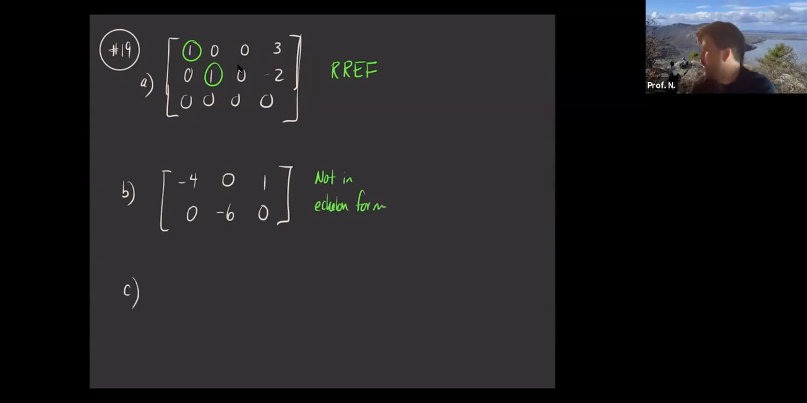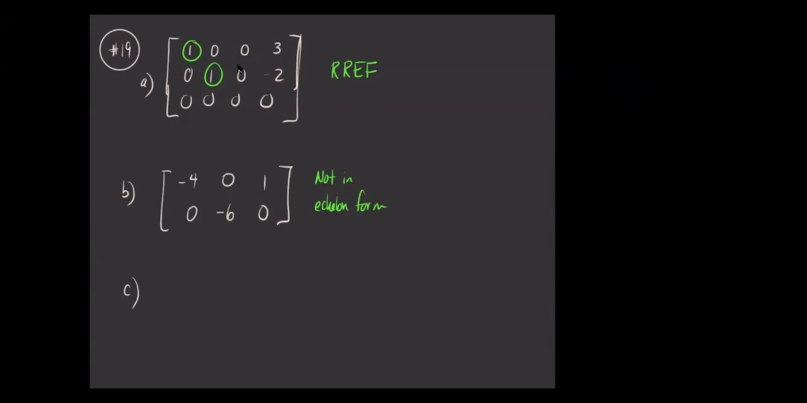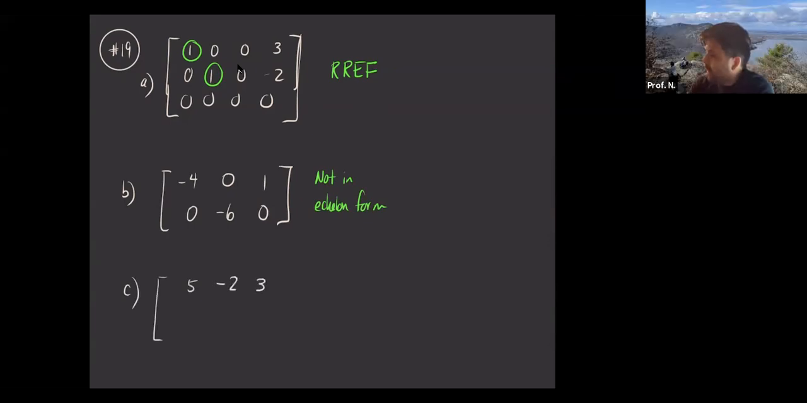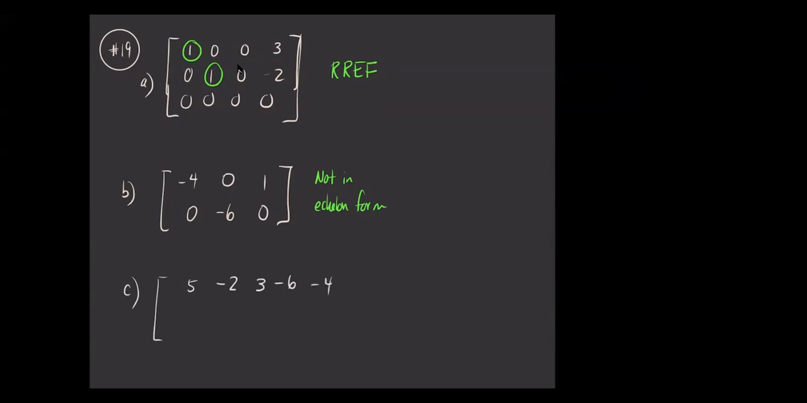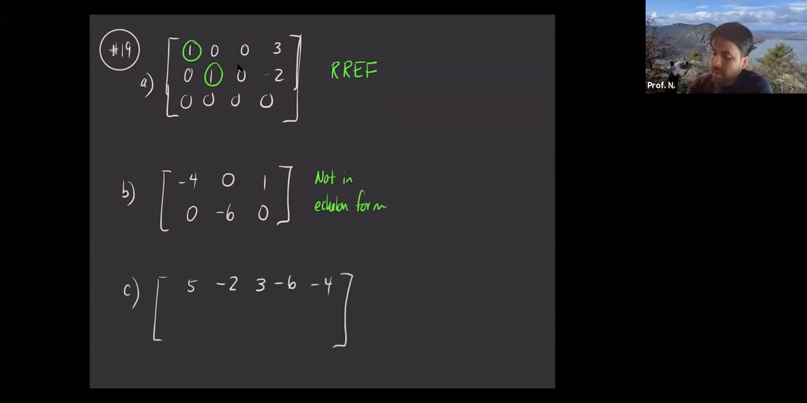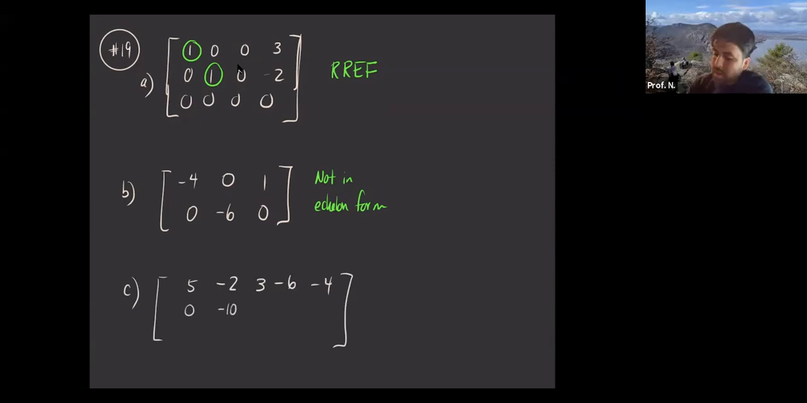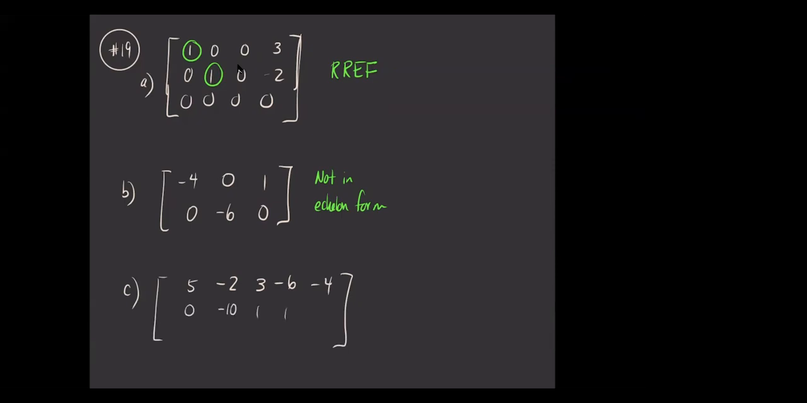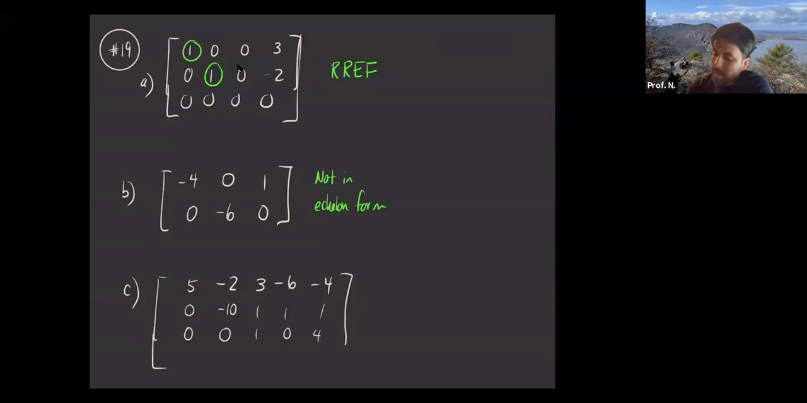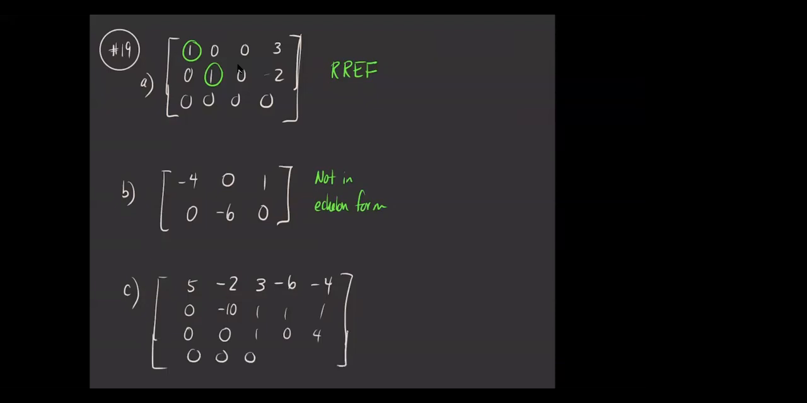Okay, then the next one? What's the next one? Okay, the next one has 4 rows, and row 1 is 5 -2 3 -6 -4. Oh wow, that's 5 columns. Next row is 0 -10, and the rest is ones. Row 3 is 0 0 1 0 4, and one more is 3 zeros, then a 1 and a 0.